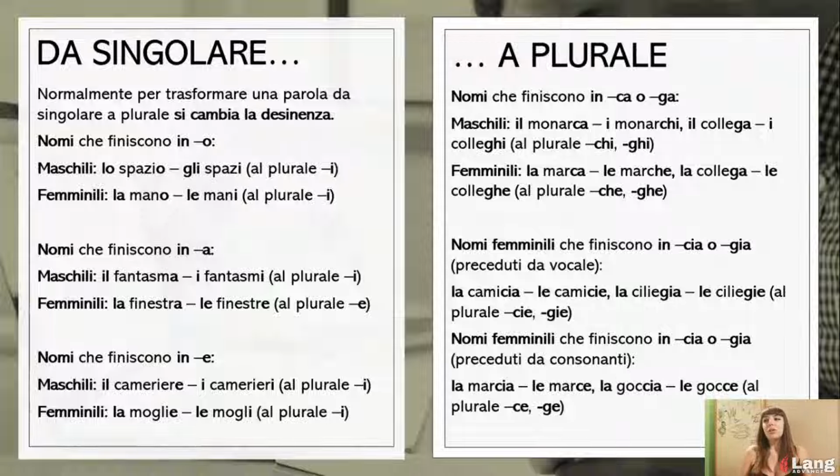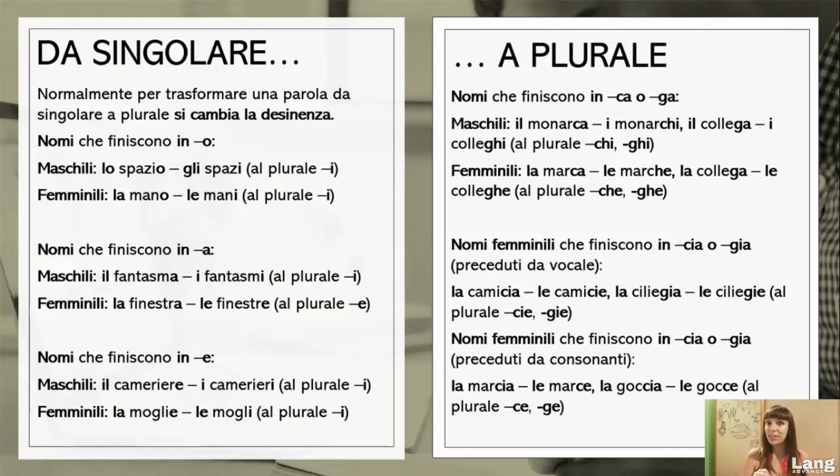Okay, so why do we do that? We do that to keep the strong sound. Ca will change into chi and che, and ga will change into ghi and ghe. That's why you need to add the h to keep the strong sound. Okay, attention, when the word ends with cia or gia, when it's singular, like la camicia, to keep the soft sound, it will change into le camicie. La ciliegia, le ciliegie.